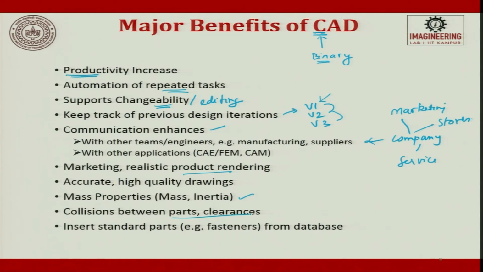Then collision between parts and clearance, this is like the simulation we talk about. Then insert standard parts from the database. While drawing a machine drawing, where you draw several parts, there will be several screws, nuts and bolts which are common. So, every time, rather than redrawing them, you put them in a library function, pull them from the library and use them in your drawing. This will increase productivity. All these things are the benefits achievable or enjoyed while using CAD.